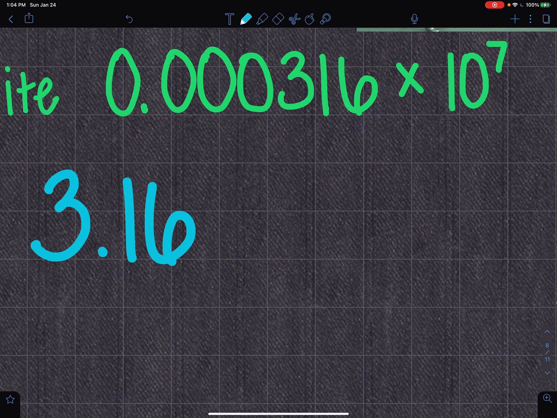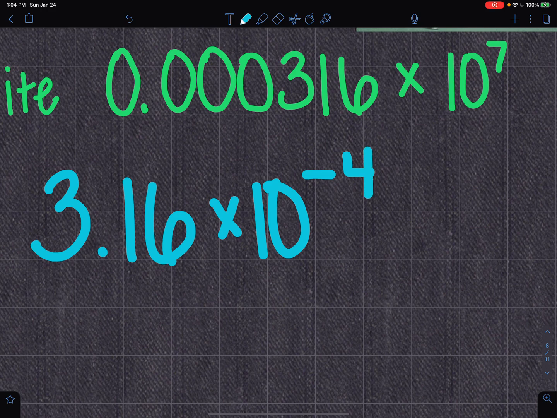3.16, that's where it should go. Now, how many times did I move the decimal? I moved it 1, 2, 3, 4. So we are starting here. If you start here and you want to get to this, you're going to have to move this decimal. You're telling someone to move it to the left, right? So this is going to be 3.16 times 10 to the minus 4.